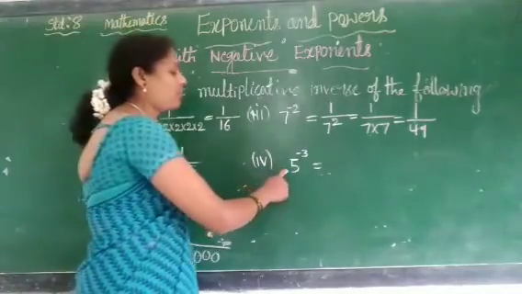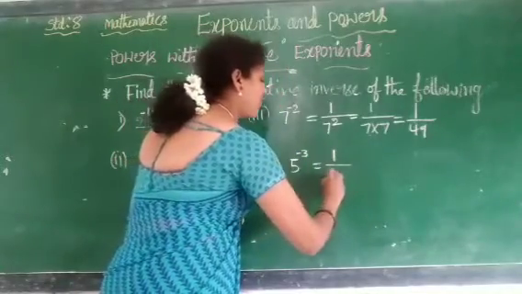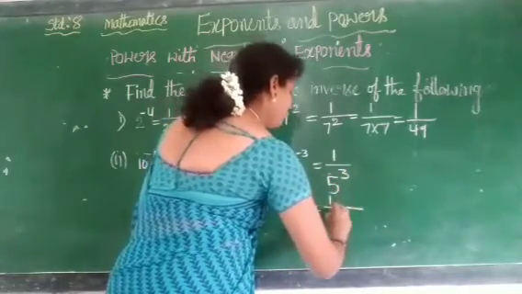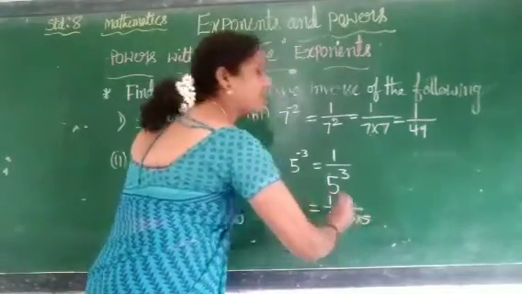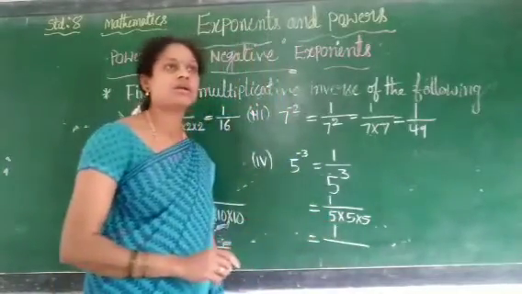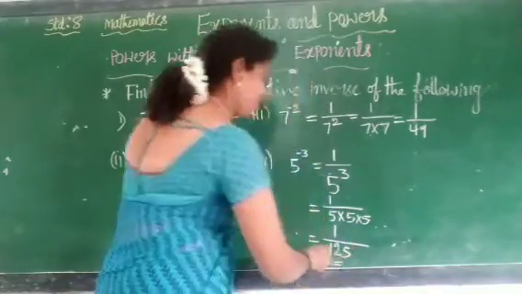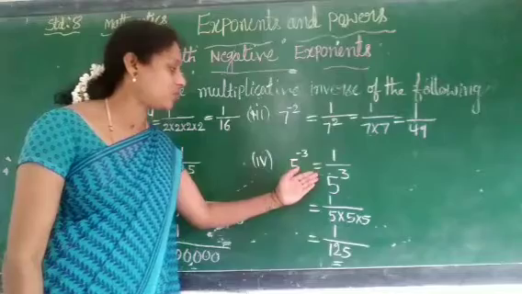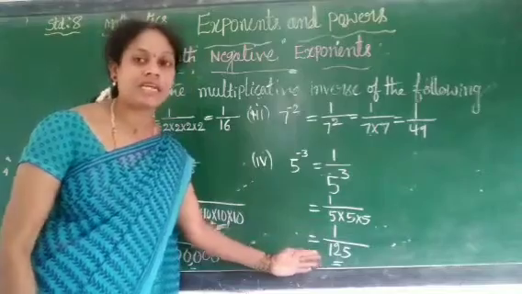Again, 5 to the power minus 3 is equal to 1 divided by 5 to the power 3, which is equal to 1 by 5 into 5 into 5. 5 5s are 25, 25 5s are 125. So 5 to the power minus 3 is equal to 1 by 125.